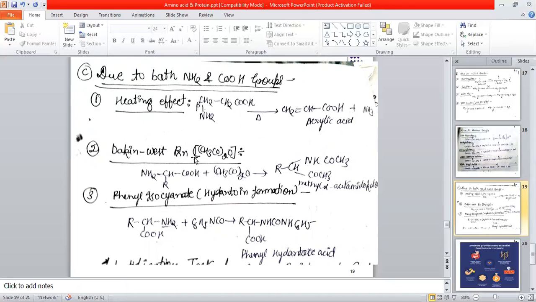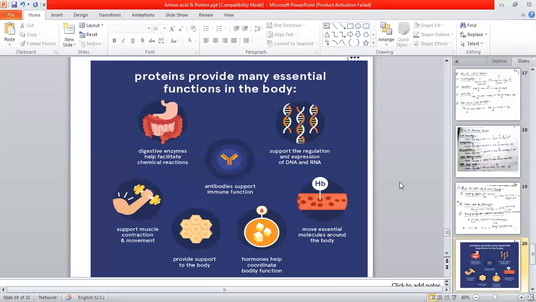Next one is Dakin-West reaction. You can react with acetic anhydride or acetyl chloride also. This one is an acetylation reaction. Reaction with phenyl isocyanate, C6H5 NCO. As I told you, isocyanate you can represent with NC, and cyanide you can represent with CN. And this one is also called Hydantoin formation. It will make RCHCOOH and H. One hydrogen is left, so one hydrogen will move to this side. So NHCONHC6H5.